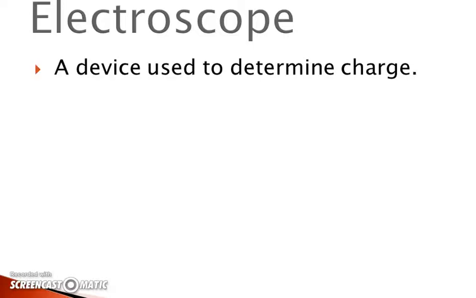So an electroscope, you guys will need to know what this is and you will need to know how one works. So when you finish the video today, if I can get your attention, we'll do a short demonstration. It's a device that's determining charge. It doesn't tell you whether it's positive or negative. It just tells you that there is a charge. And like I said, we will do a demonstration with that in just a little bit.